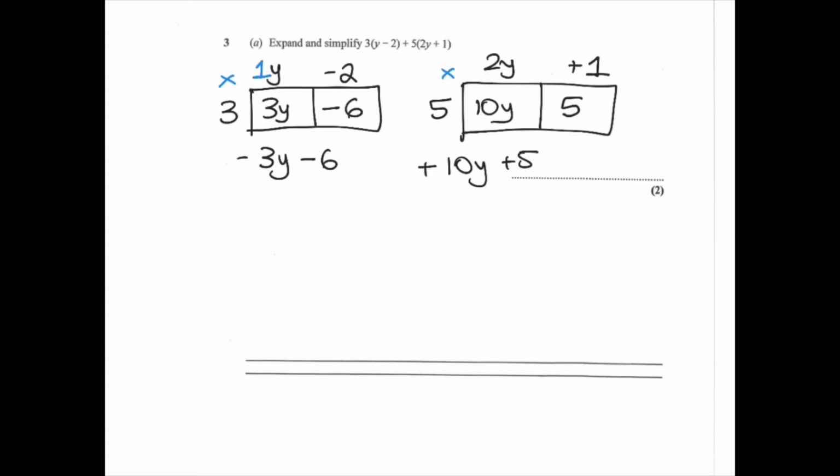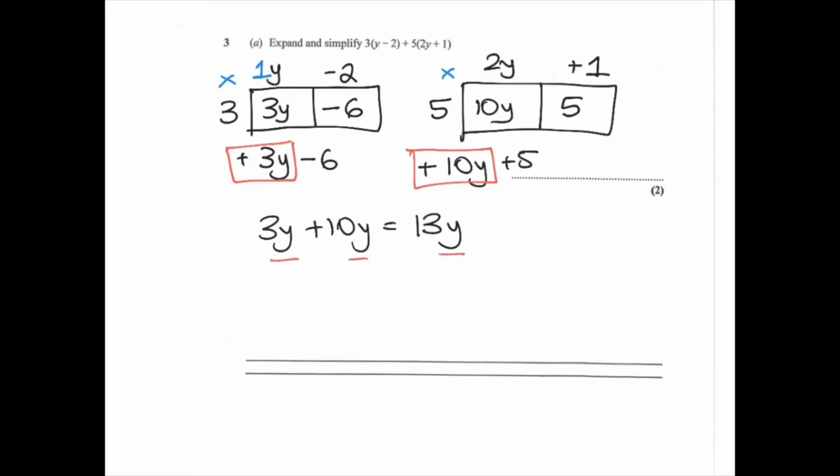If you wanted to, you could also put a positive in front of that 3y because it's a positive number. Let's collect our families. So firstly, the family of y's. I've got 3y plus 10y. That's going to give me 13y's. Remember, families don't change. So it's the family of y's.